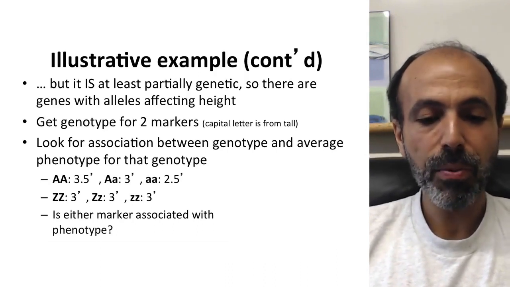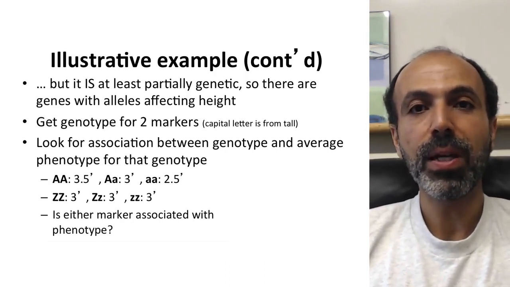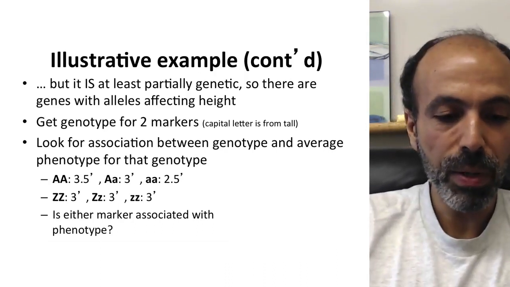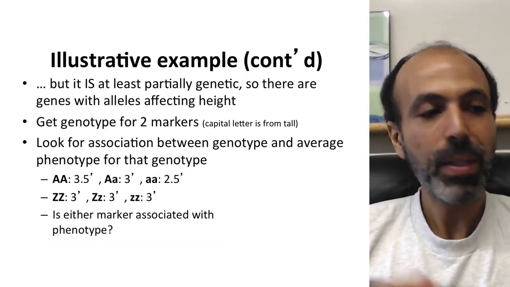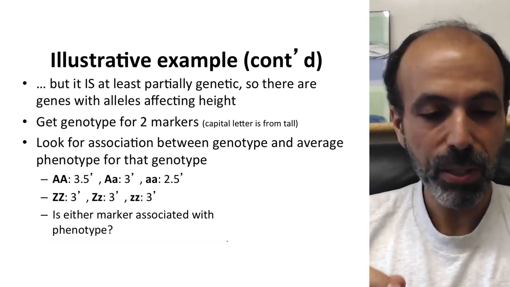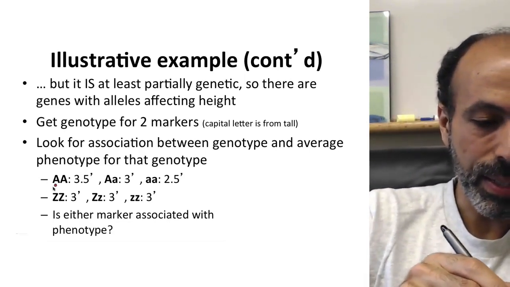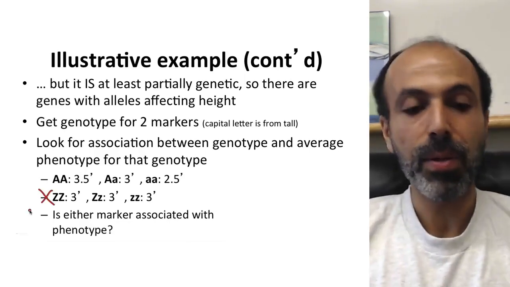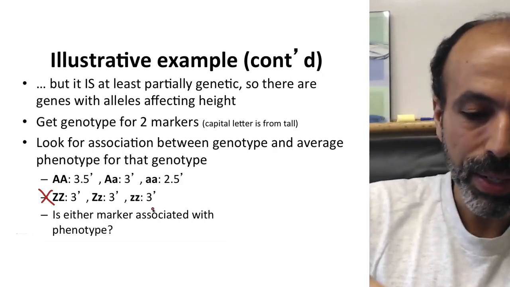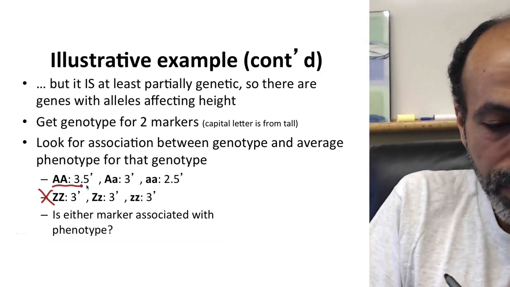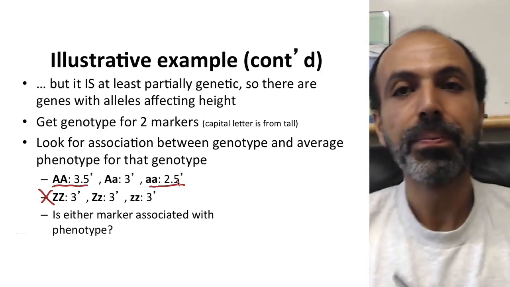So is either marker associated with the phenotype? Do we see genotypes at these markers differentiating the phenotype? Well, obviously the answer is yes for A. In this particular example, Z is not associated with the phenotype, because we don't see any difference among these genotypes in terms of the phenotype. But here, we do see a difference among the genotypes with the phenotype.